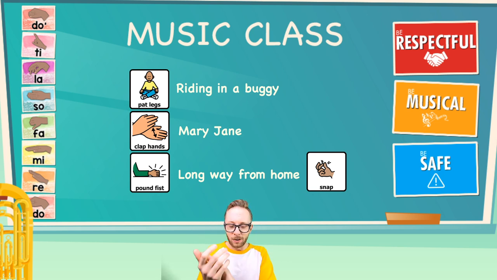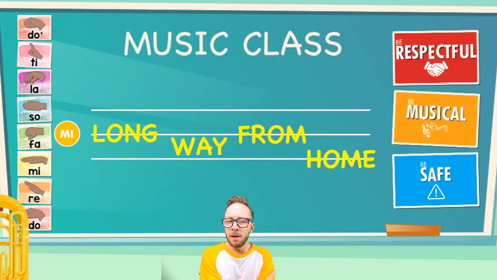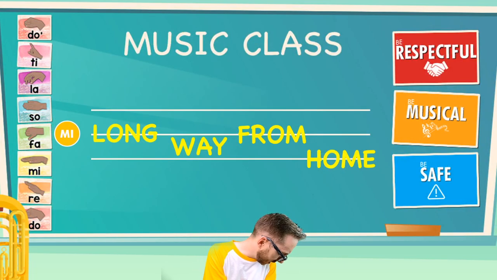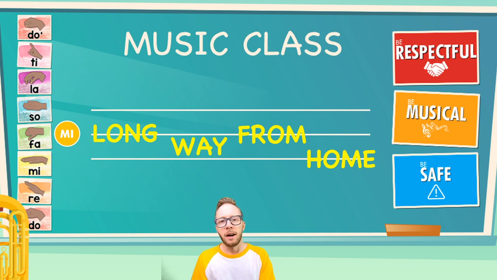Bravo! Now, I have one other thing with this song that I'd like to look at, and that's the end of this song. At the end, we sing, long way from home. Take a look on the board up here. I've got the words arranged high, middle, and low, and you've noticed there are some lines and spaces across the board. We have our pitch mi, and it's on the same line as the words long and from.